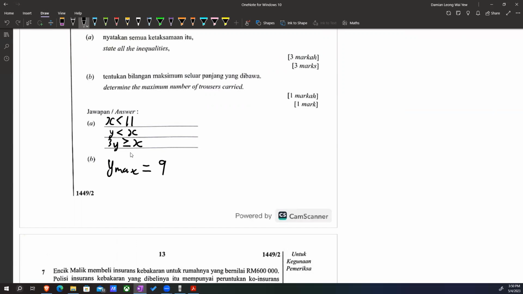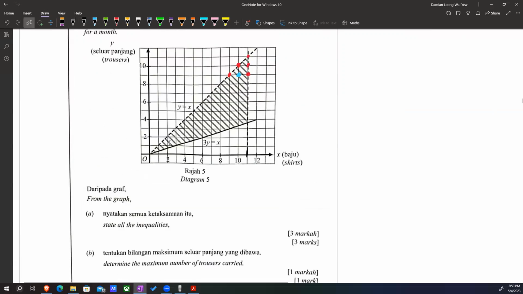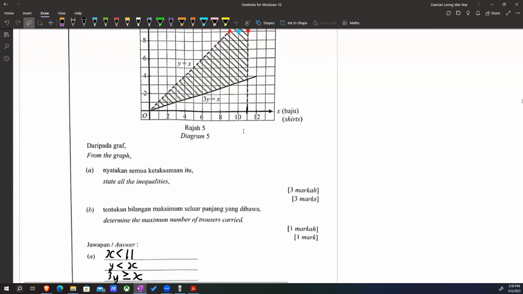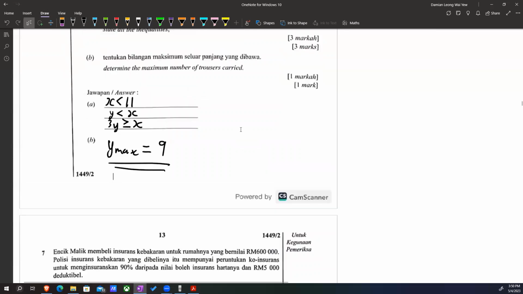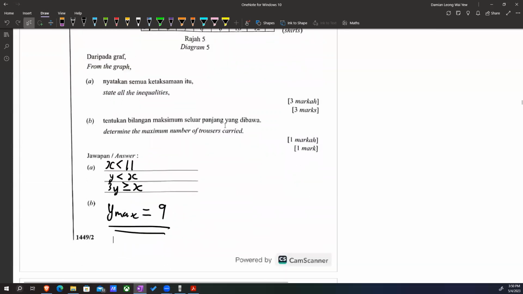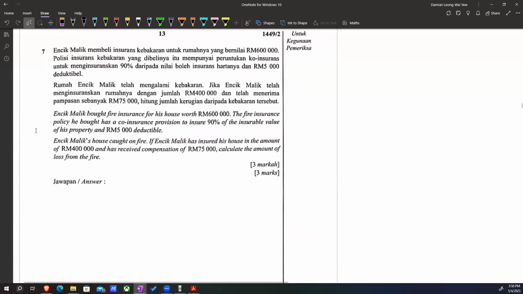Because it must be, yeah, it doesn't include the exact points there. And the number of shirts and trousers must be integers. There's no way it can be decimals. You can't bring like point something of a trouser. Doesn't make sense. Okay. Then question 7.